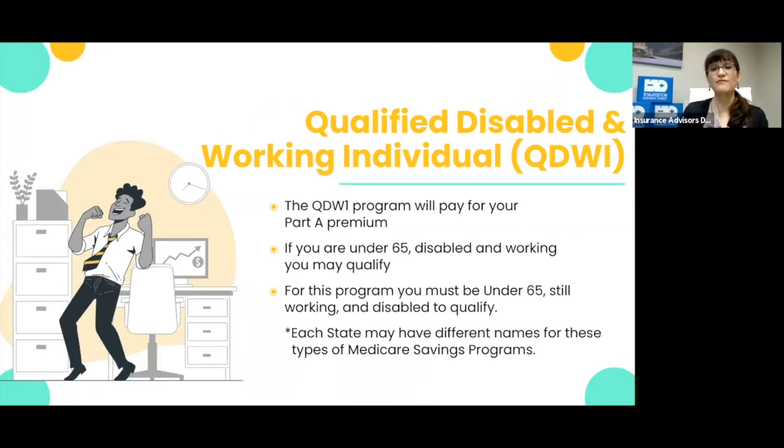Qualified disabled working individuals. This program will pay for your Part A premium. If you're under 65, disabled and working, you may qualify. This is what is important for this program: if you're under 65 and you're still working and disabled to qualify, the key about this program is you have to be still working. That's why you see it in the title, qualified disabled and working.